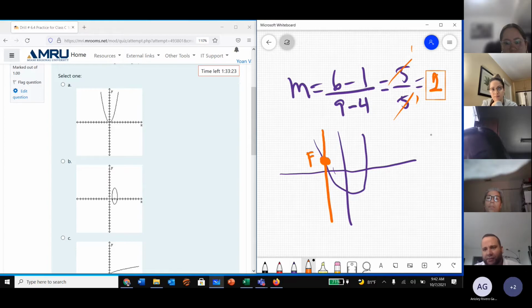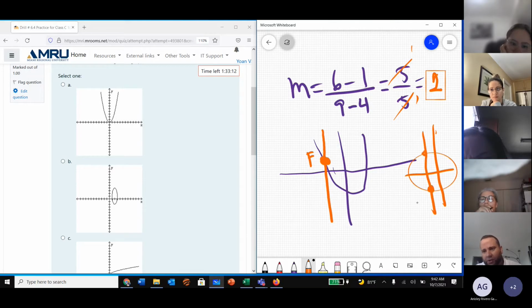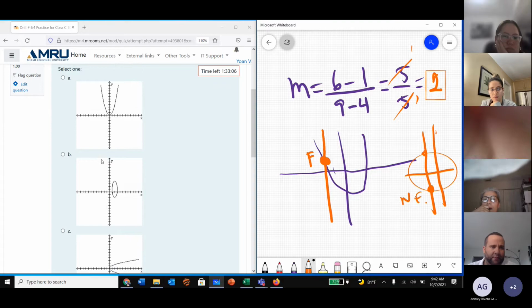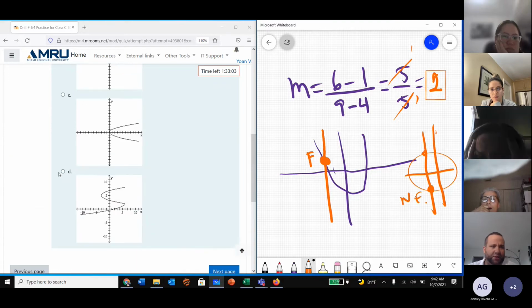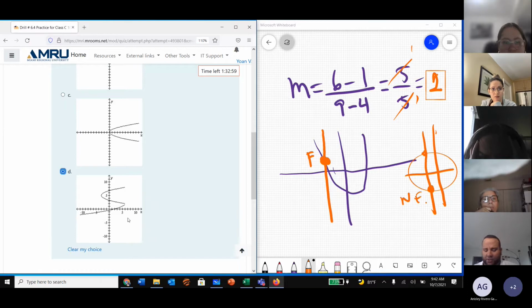For example, if we had a circle, the vertical line cuts in 2 points. This is not a function. Okay. And then let me start. D is a function. Yes. Are you following what I explained to you?